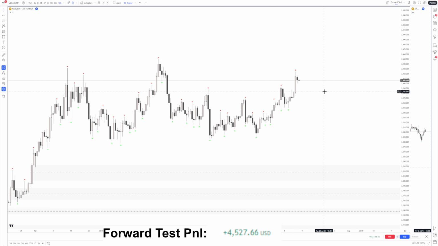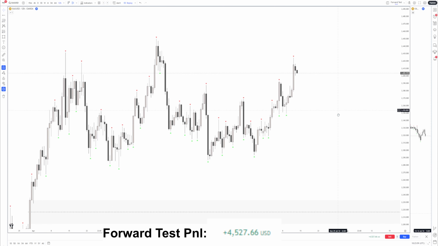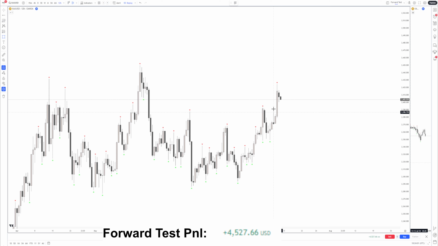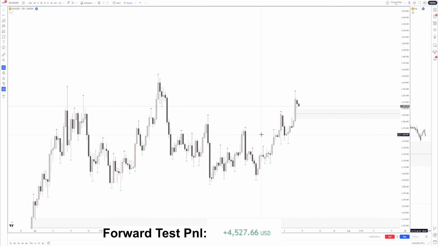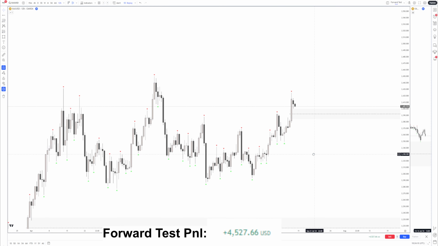Would I consider this as a decent strategy to test and trade? So far, it's not been too bad. Even though we got stopped out, we can reduce those stop outs by managing our risks better.